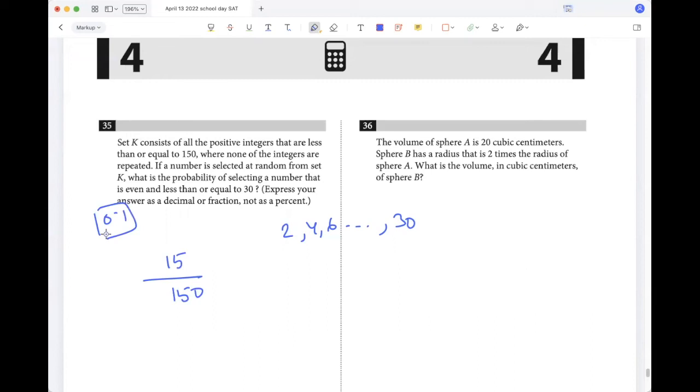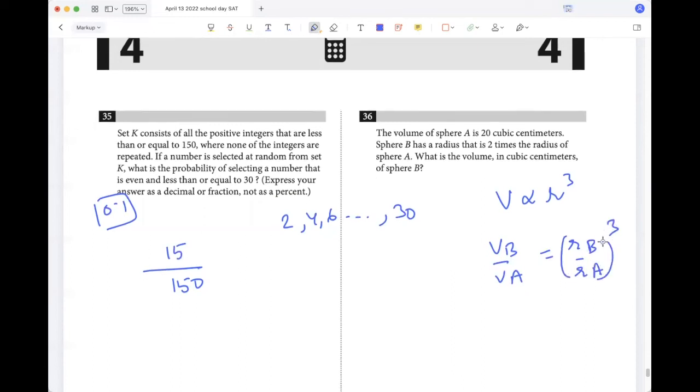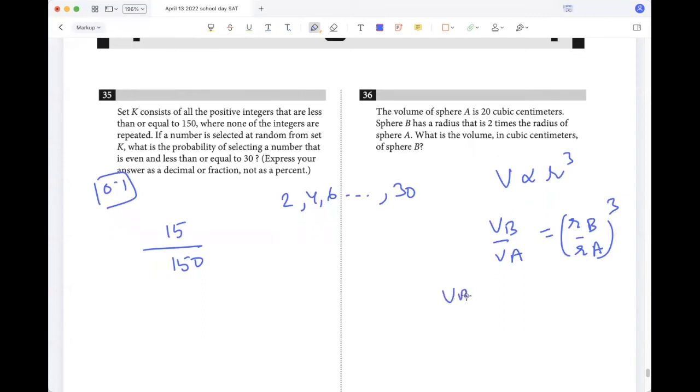The volume of sphere A is 20 cubic centimeters. Sphere B has a radius that is 2 times the radius of sphere A. What is the volume in cubic centimeters of sphere B? Okay, so volume is proportional to R cube. So VB by VA is RB by RA whole cube. Okay, so VB by 20 is 2 cube, which is 8. So VB will be 160.